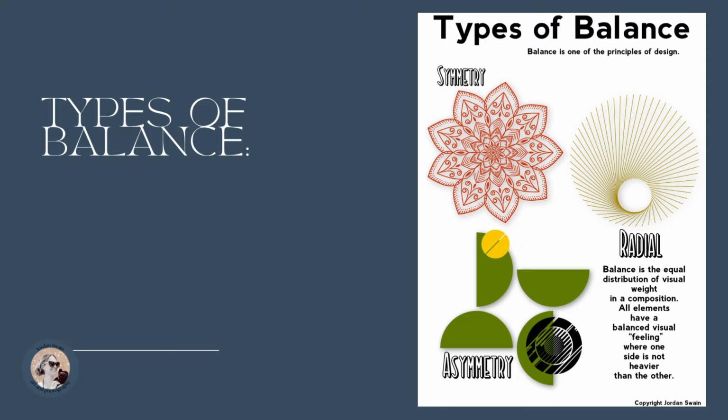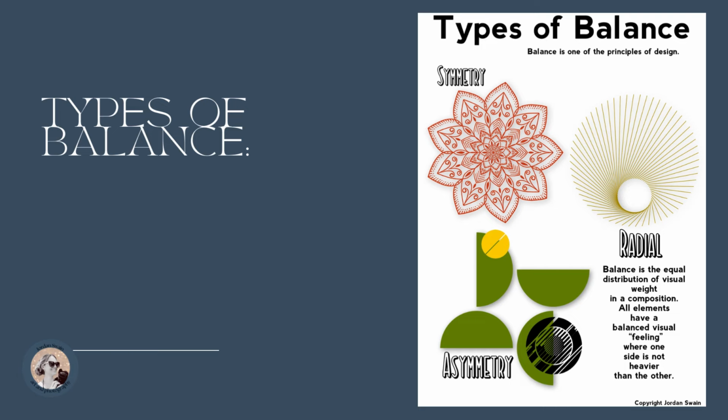Number 1 type of balance is symmetry. You can see it is the same on both sides. It can be a square. It doesn't have to be round. It can be anything. It's just basically the same on both sides. The next one is radial. Everything radiates from a center point. Radial can be symmetrical, but it doesn't have to be.